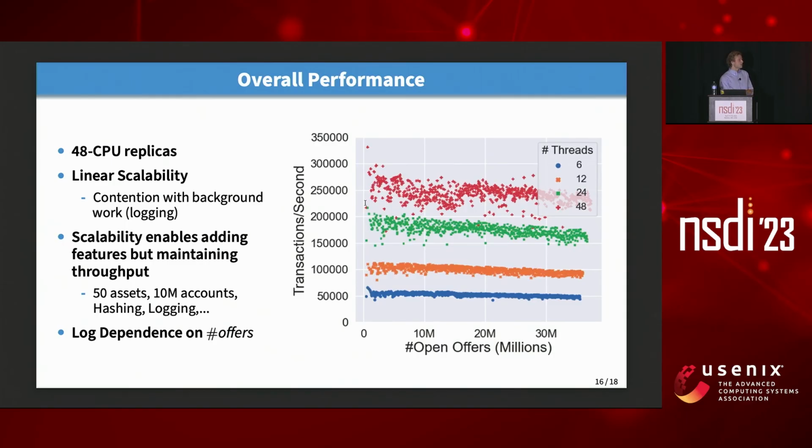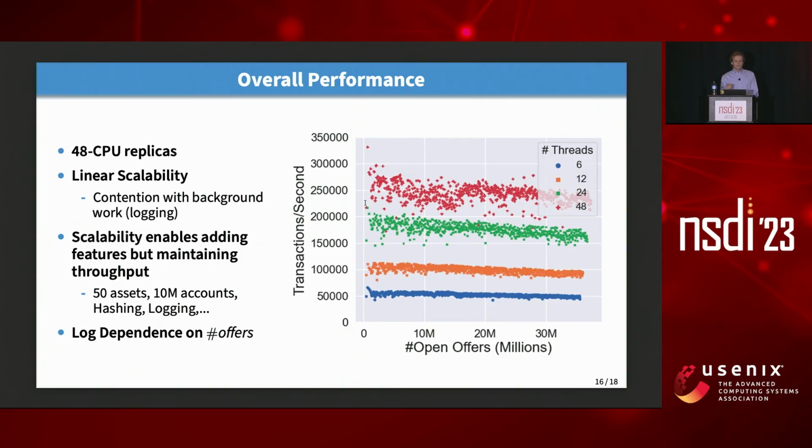Putting this all together, we ran SpeedEX on a set of 48-core systems. And I want to point out 2 things. The first is that we get near linear scalability. If you go from 6 threads to 12, you about double throughput. 12 to 24, you about double. And then 24 to 48, you don't double, but you get about 1.5. And that's because SpeedEX starts contending with a lot of background threads that are also working here. But up until that point, we get near linear scalability.